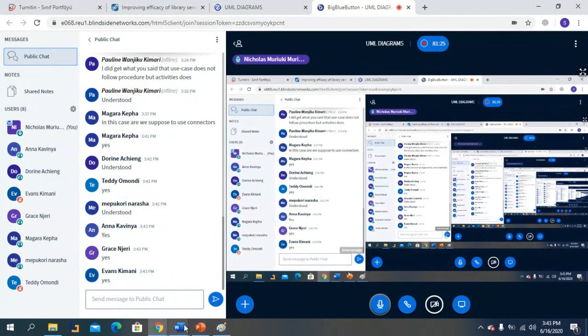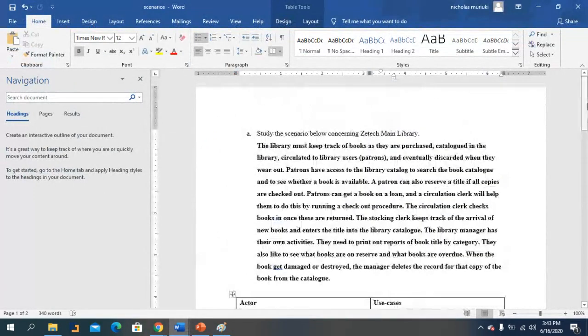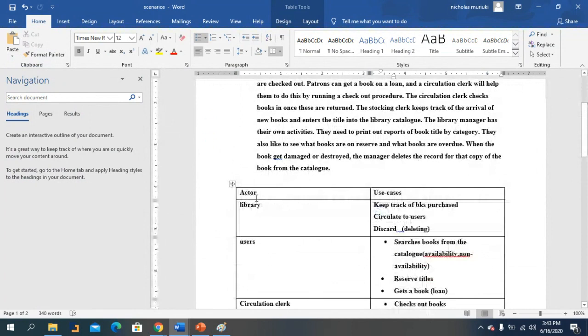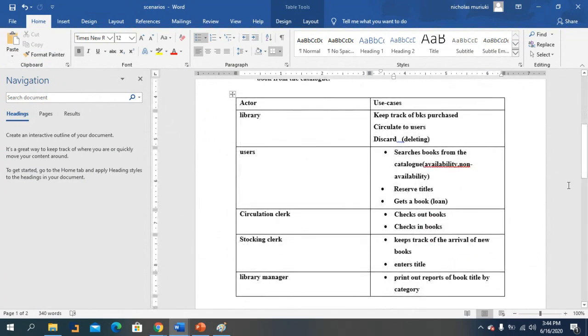So in this case, maybe we can look at another scenario here. For this scenario, we can still come up with an activity diagram. What we need to understand is that now we know all these actors, but here we are not interested in the actor; we are interested in these functions. If you look at this question, the library must keep track of the books, so we can have a start, then we say keep track of the books, then after we keep track, what else can you do? The procedure that we have already written here is what we are supposed to turn into an activity diagram.